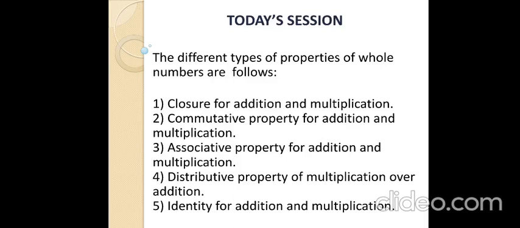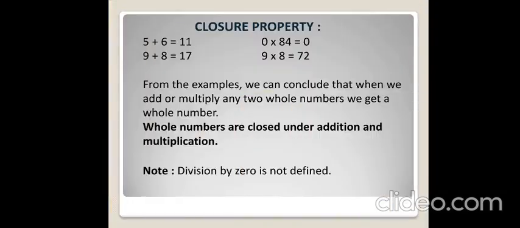They are closure for addition and multiplication, commutative property for addition and multiplication, associative property for addition and multiplication, distributive property of multiplication over addition, and last, identity for addition and multiplication. These are the 5 different types of properties of whole numbers. In today's class, we can discuss one by one. The first property is closure property.